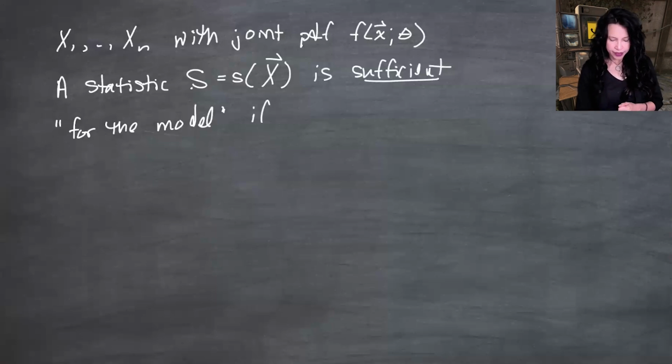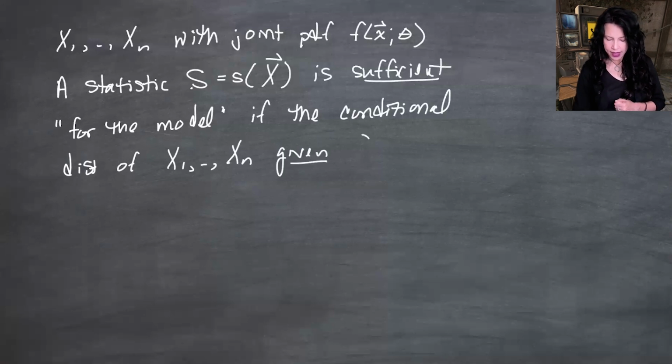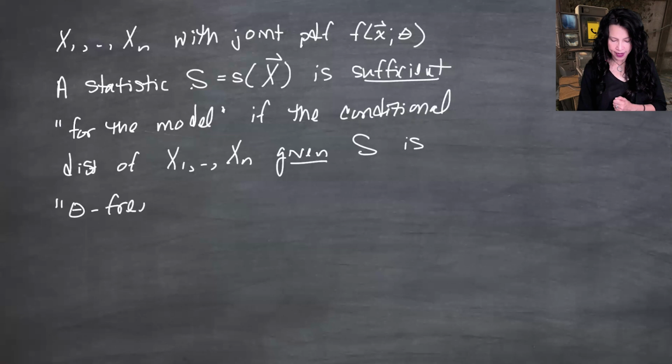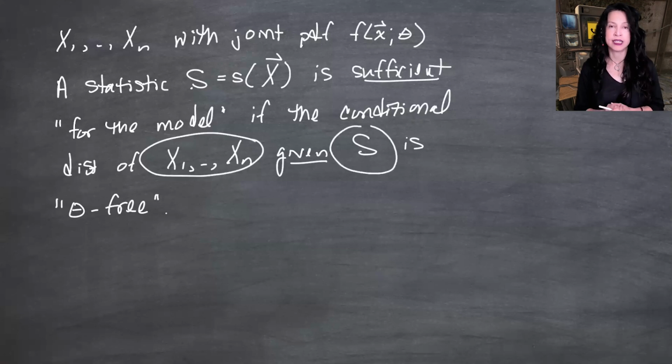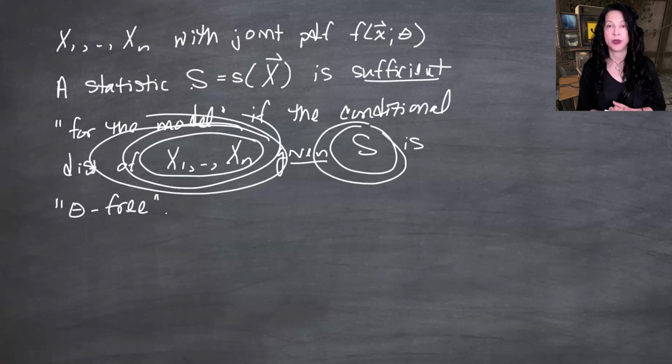It's sufficient if the conditional distribution of x1 through xn, this is going to be a joint distribution, given S, which is a random variable, is theta free. It doesn't depend on theta, which is a way of saying more formally that once you have this statistic, this information here is not going to give you more information about theta. And if it's theta free, it's certainly not depending on theta squared either, or it wouldn't have been theta free. So any function of theta, this is not going to depend on theta once S has been given. And so if that's the case, we call S a sufficient statistic.